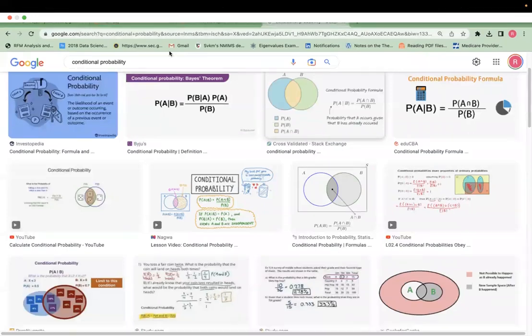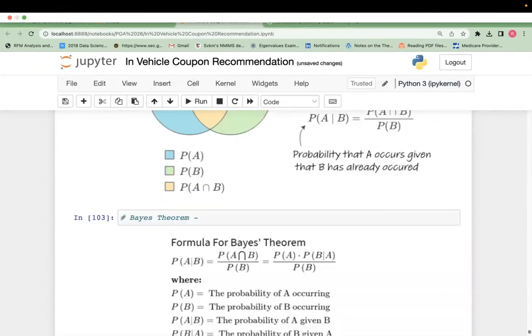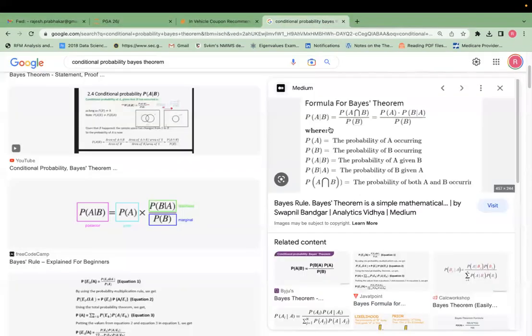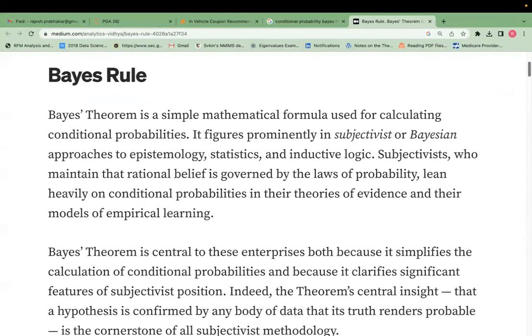Now let us look at Bayes theorem. This is the formula of Bayes theorem, which is a slightly expanded version of the earlier formula. Probability of A multiplied by probability of B given A has already occurred, divided by probability of B. Bayes theorem is one popular theorem used in probability and statistics.